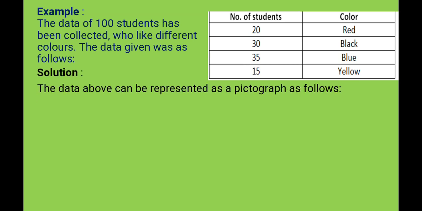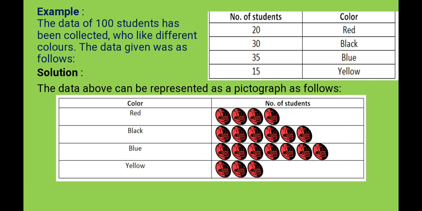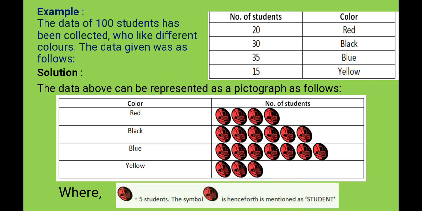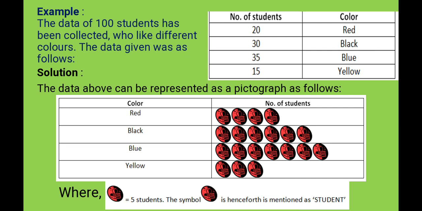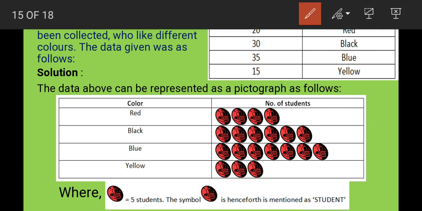The above data can be represented as a pictograph as follows. So here is the pictograph. In this way you can draw. Here I have taken one symbol, and one symbol represents 5 students. Now we can draw the pictograph for this. For that we have to make 2 columns: the first one for color, the second one for the number of students in picture form.